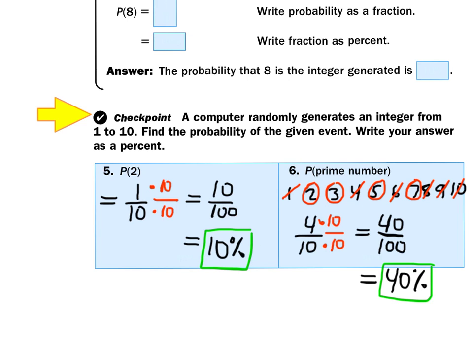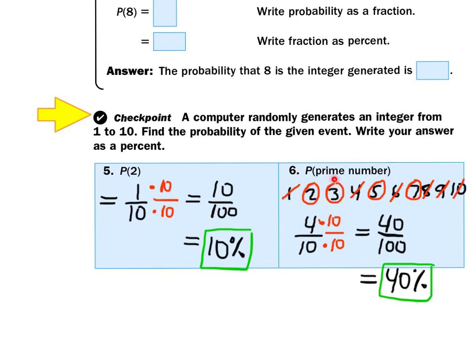Now look at number 6. What's the probability that the computer will give us a prime number? Well, the first thing we have to do is figure out how many of the numbers are prime. So I would list 1 to 10 and then circle the ones that are prime. Now 1 is not considered a prime number because it only has one factor. A prime number must have 2 distinct factors, 1 and itself. So we have to cross out 1.